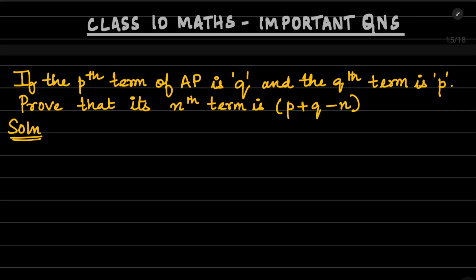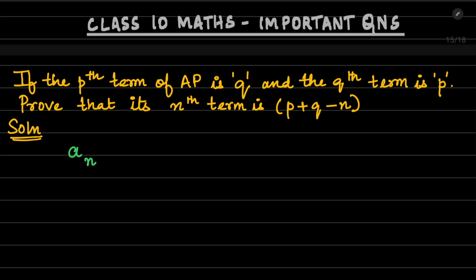So in today's video, let us solve two important questions from arithmetic progression. The question is, if the pth term of an AP is Q and the qth term is P, then you have to prove its nth term is P plus Q minus N. So this is a very important question. In order to do this question, you should know how to calculate the nth term.